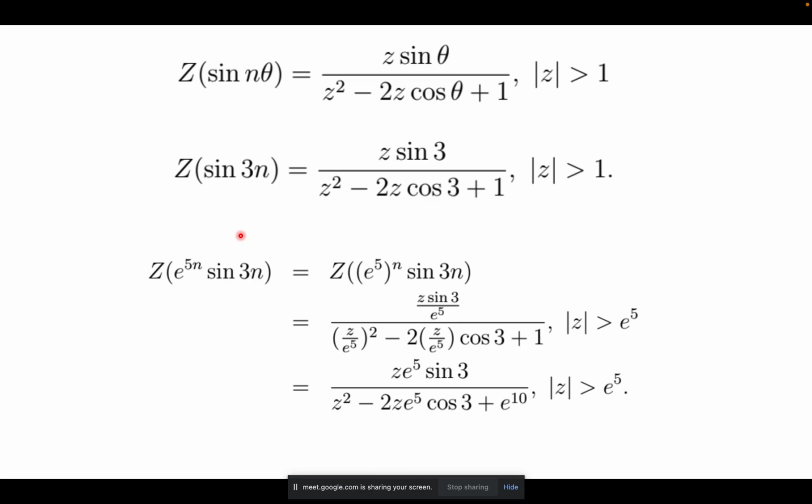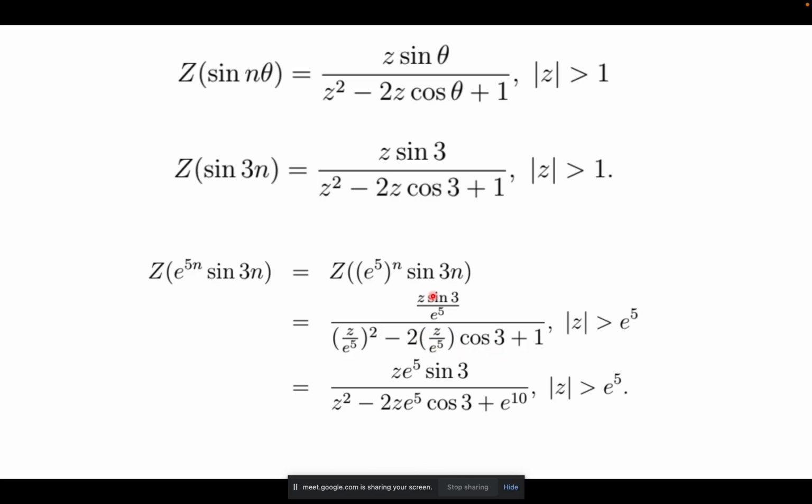So we use this property and we replace, as I told you, z by a. Here a is e power 5, so you rewrite this expression by just replacing z by z over e power 5. If I do that, I get z sine 3 upon e power 5. Similarly, in the denominator I have a square, so it will be (z over e power 5) square minus 2 times z over e power 5 cos 3 plus 1.